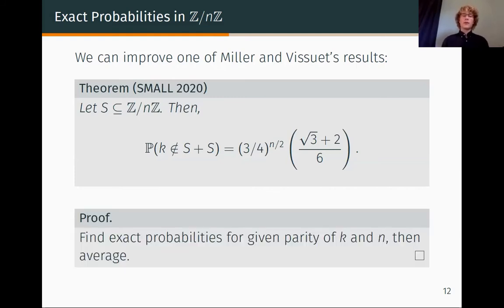The way we prove this is by finding exact probabilities when we know the parity of k and n. This is done with Miller and Visuit's methods. Then we can take an average over the different parities, and through this averaging process, we get this nice constant out at the end.